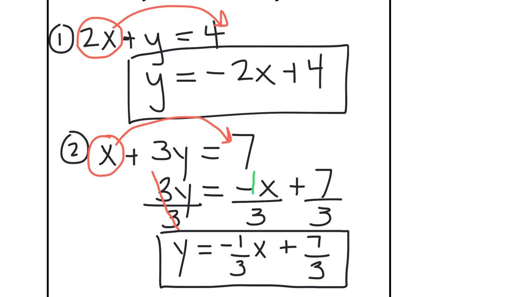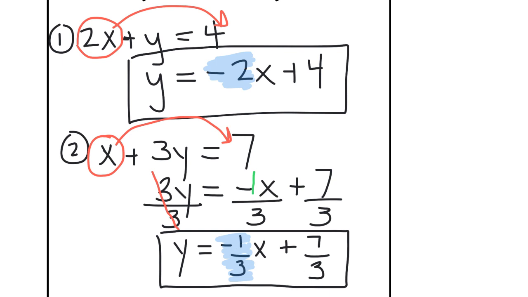The slope in my first equation is this negative 2 here. And the slope in my second equation is negative 1 over 3. So are these two slopes the same? No, they are not. They're very clearly different.